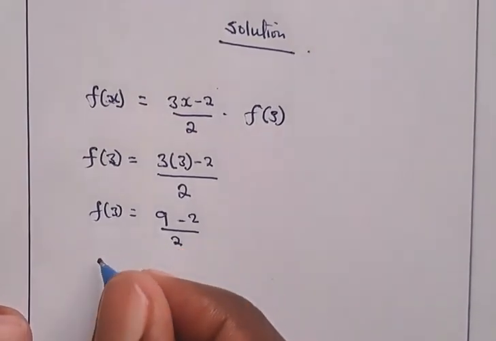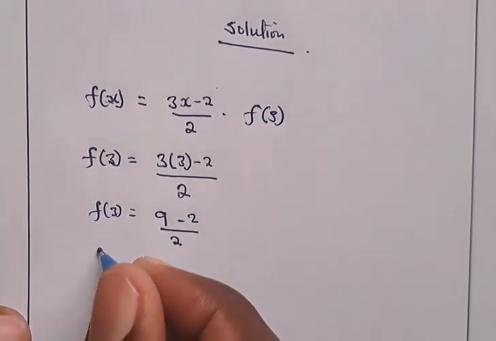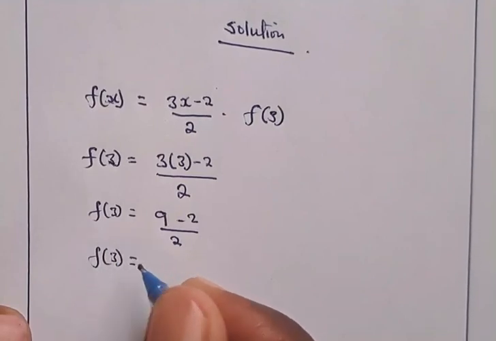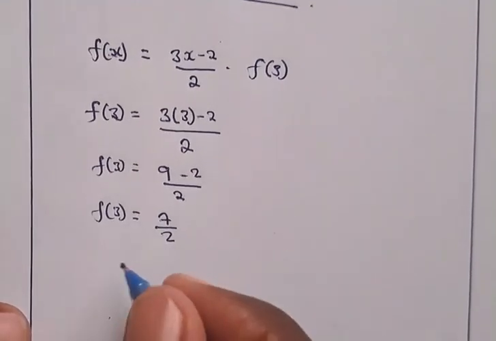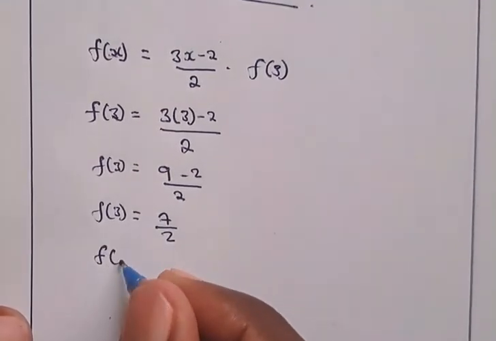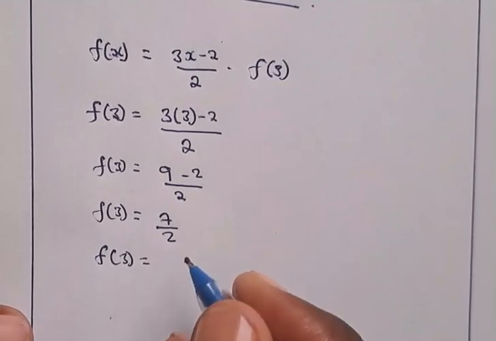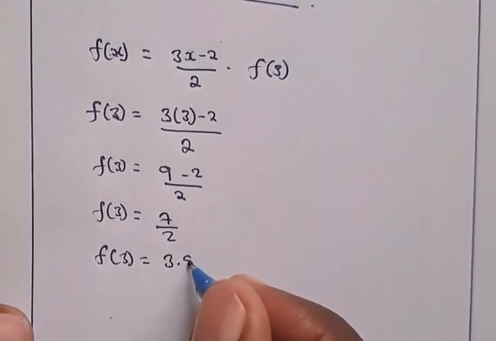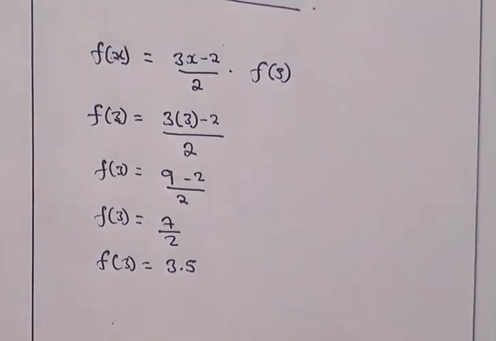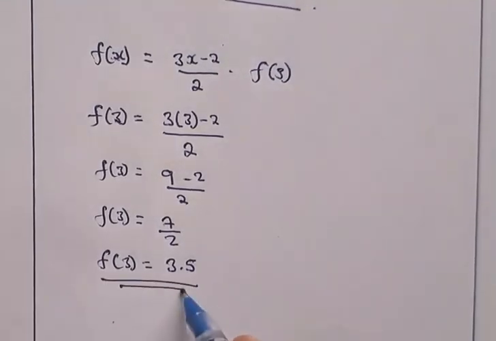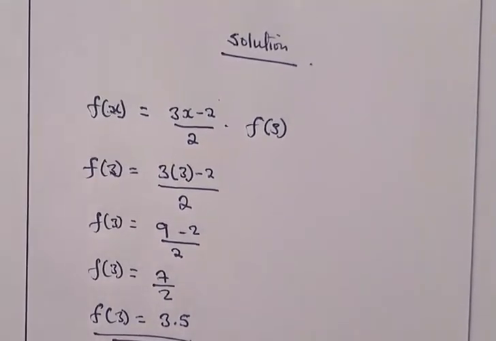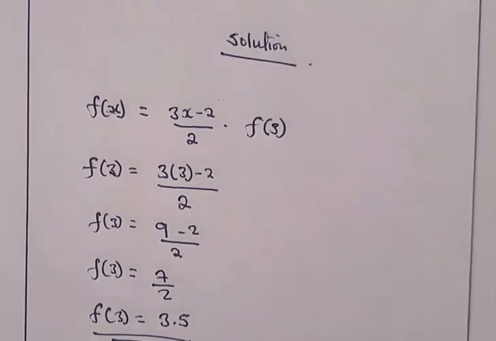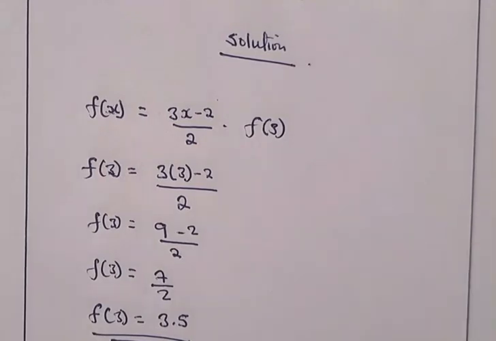Then finally, f of 3 is equal to 9 minus 2, that is 7, over 2. And then finally we have our answer, f of 3 is equal to 3.5, isn't it? Because 2 into 7 goes 3.5. And that's it. So it's just the same as what you do in class where they say find the values of y given the following values of x.